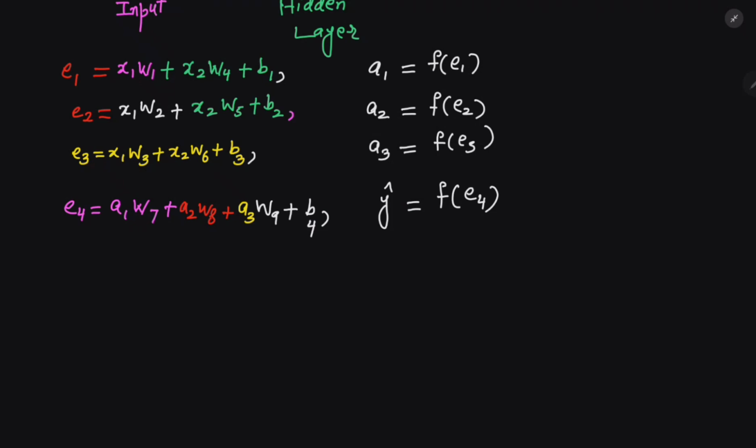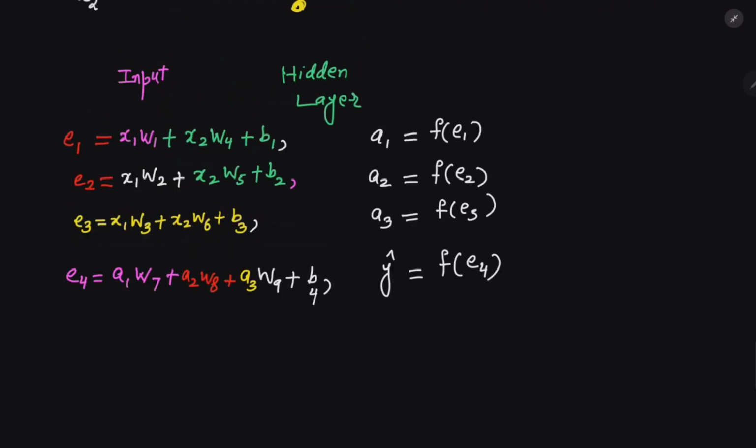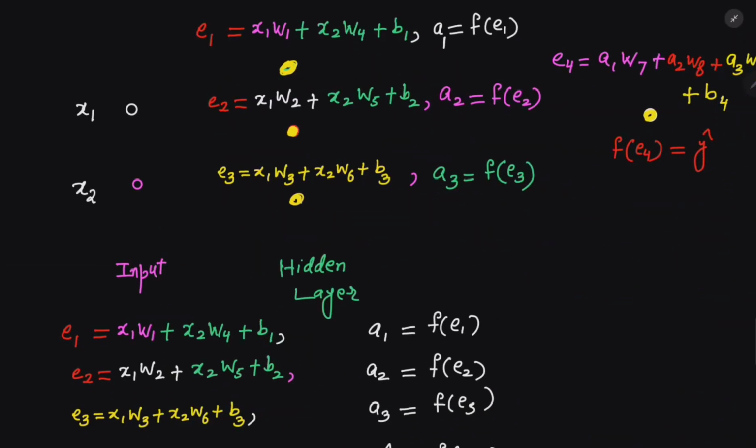Now, how does forward propagation work in this whole scenario? I think you understood the bias, how the bias is added over here. The video is a bit longer, so I will talk about forward propagation in the next video.